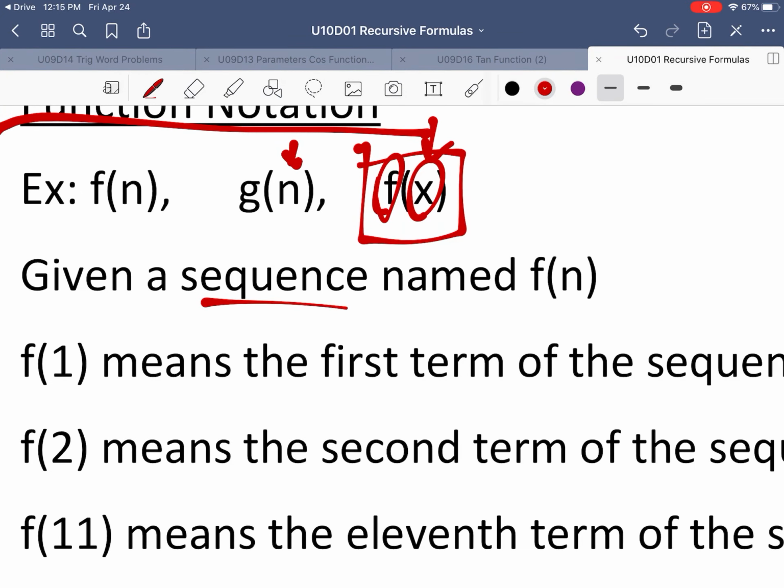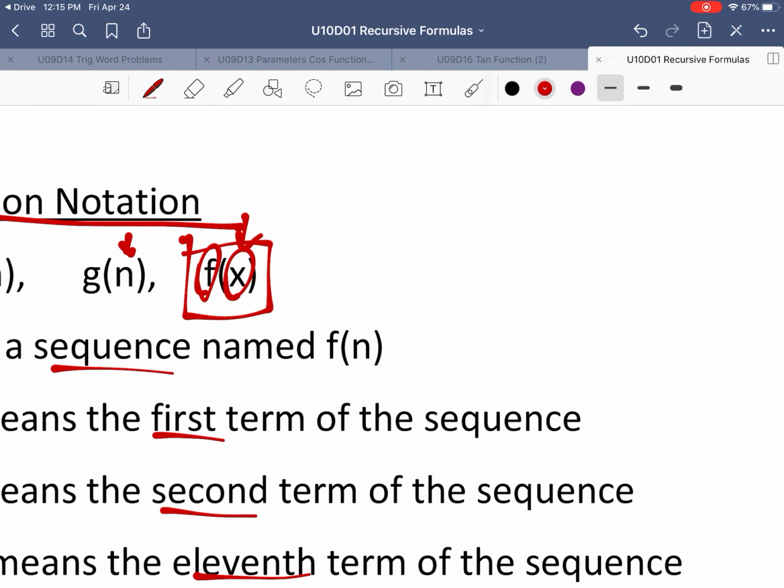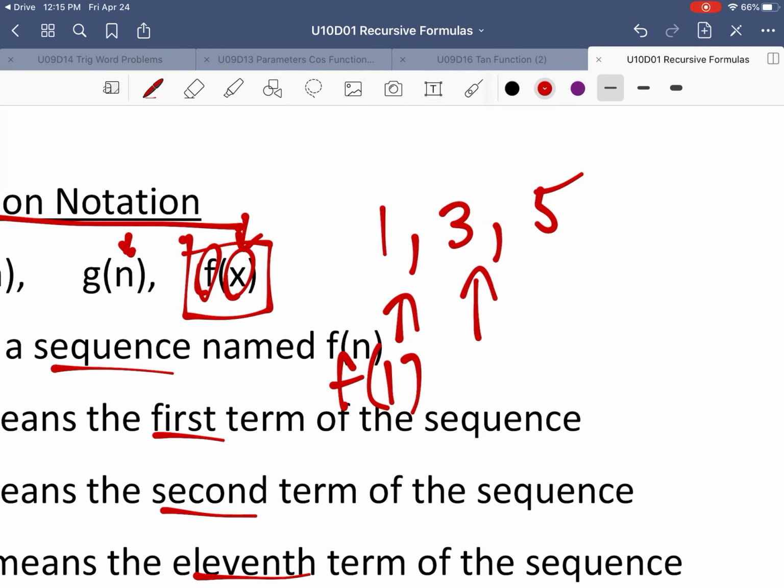So just like a sub 1 meant the first term, f of 1 means the first term. F of 2 means the second term. F of 11 would mean the 11th term. So if I wrote that sequence from earlier, 1, 3, 5, this would be the first term, or f sub 1, or f of 1. This would be the second term, which is f of 2. And this would be the third term, which is f of 3.